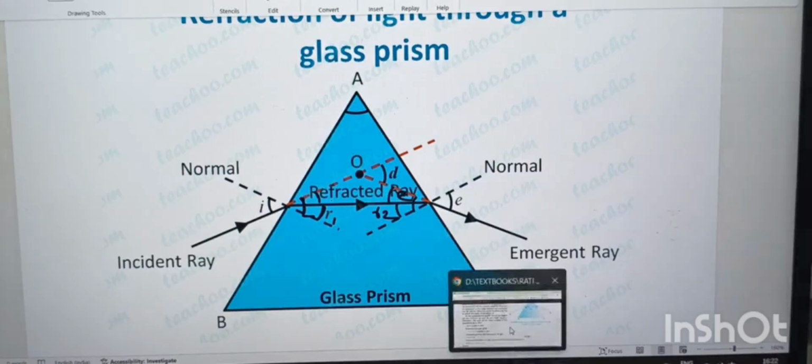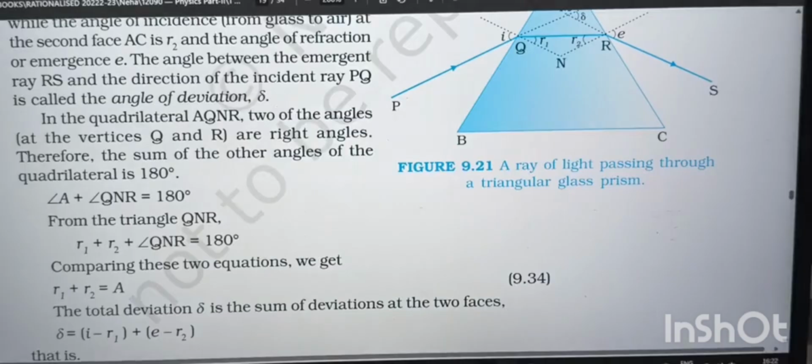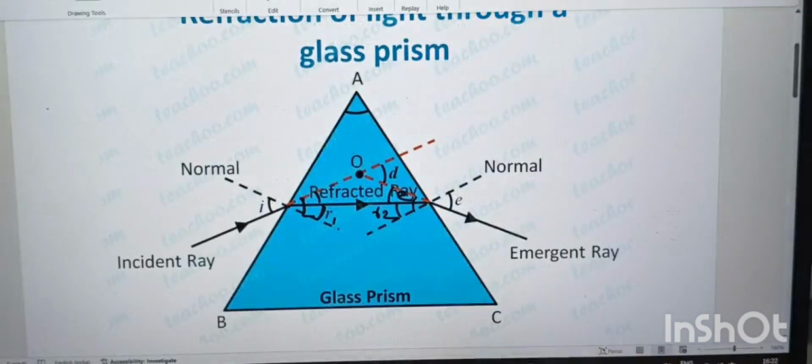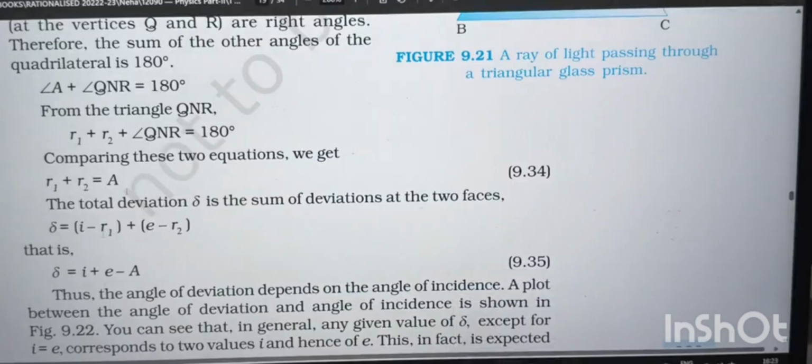So that is what we have done over here. I minus R1, E minus R2, add them both. Now what will you get? I plus E, both of them are positive, minus R1 minus R2. Take minus common out, you will get R1 plus R2. You already know what is R1 plus R2, that is A. So that's why it's minus A. This is how you will find the angle of deviation.